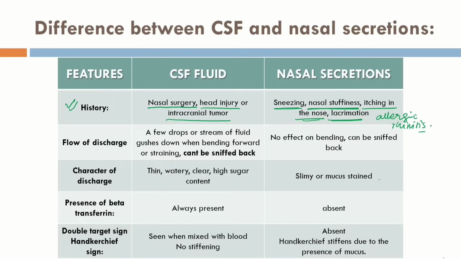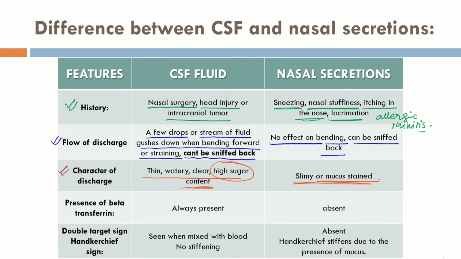Now next one, flow of discharge. A few drops or stream of fluid gushes down when bending forward or straining, can't be sniffed back. Very importantly, this CSF fluid can't be sniffed back. But nasal secretions, there will be no effect on bending, can be sniffed back, no problem in that too. Next, character of the discharge. It will be most likely a thin, watery, clear, high sugar content. This is important. Whereas nasal secretions will be slimy or rather mucus stained.